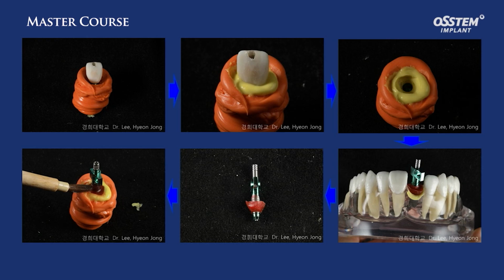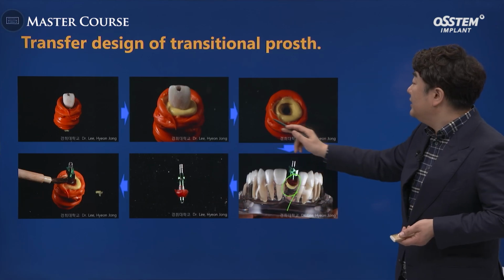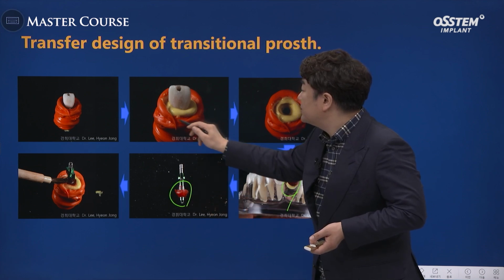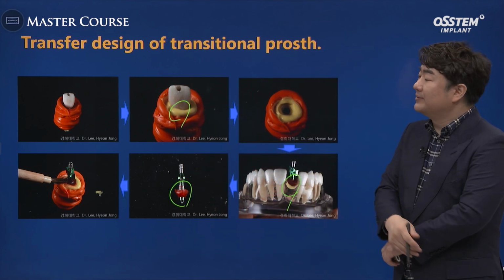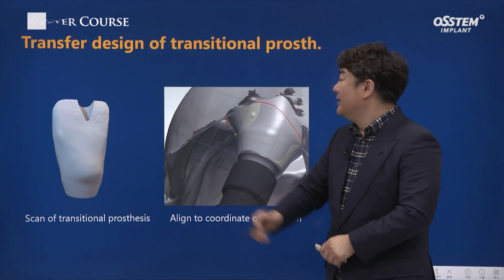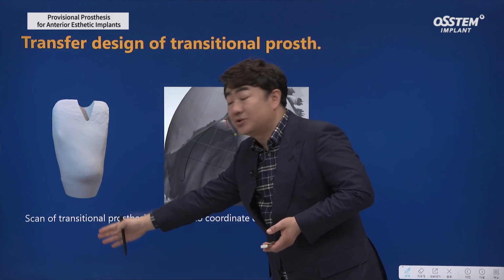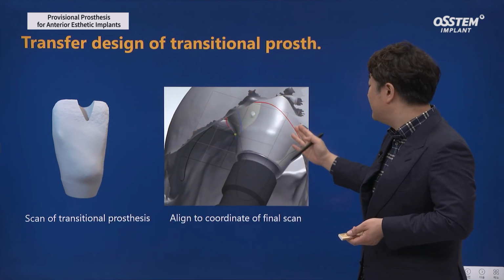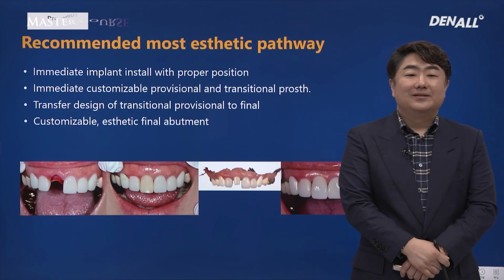In the transmucosal area, duplication is done. A customized impression coping can be fabricated using this. When making the model, the gingival area will be exactly the same as the transmucosal area of the provisional. If you use digital dentistry, it can be easier. You can scan the transitional prosthesis data and reflect it in the final prosthesis.